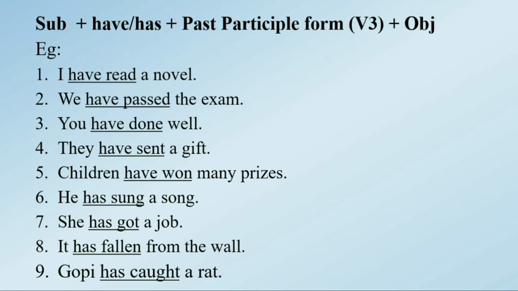She has sung a song. She has got a job. It has fallen from the wall. Gopi has caught a rat. See, in all these examples, we use different verbs, but all the verbs are in past participle form: read, passed, done, sent, won, sung, got, fallen, caught. So like this, you have to use and observe the usage of have or has. So these are all the different examples. All these are in affirmative form, that is positive form. Simultaneously, you can learn interrogative form and negative form.